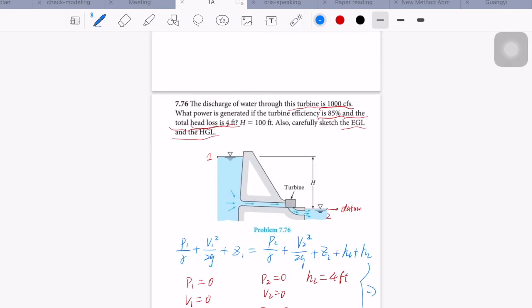And then we need to sketch the EGL and the HGL. So we can start from this point. And then the turbine will cause a drop in the EGL. So there is a drop, sorry.